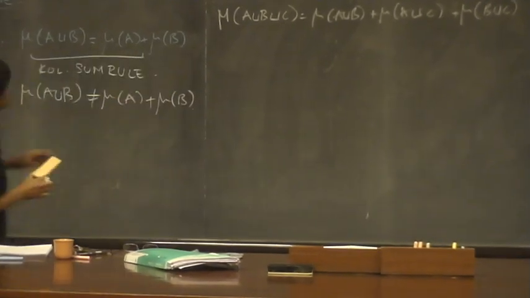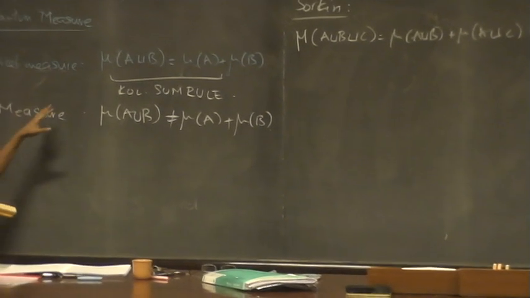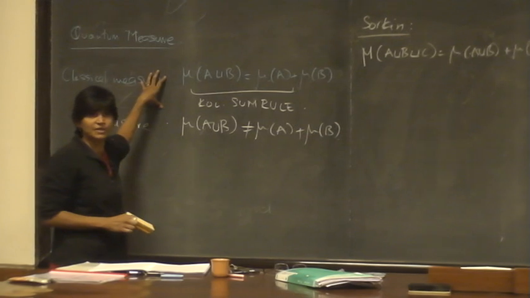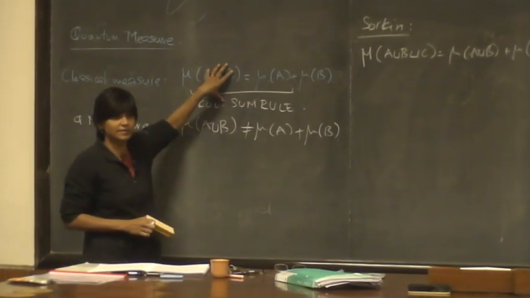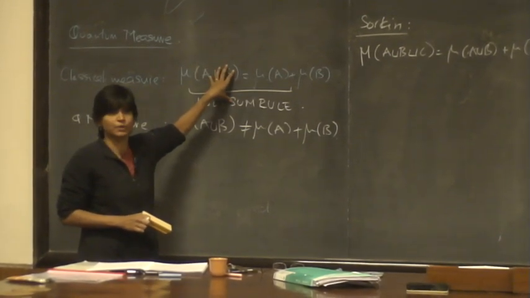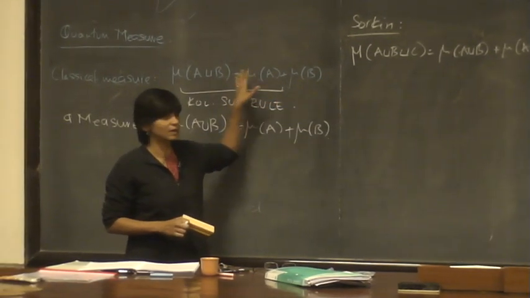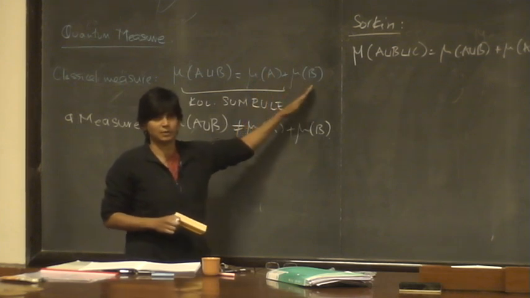So anyway, let me just tell you what the quantum measure is. Rafael said something about it. Now we know what rules a classical probability measure satisfies. We know it satisfies additivity. So you have A and B, which are disjoint sets. Then the probability of A union B will be just the probability of A plus the probability of B.